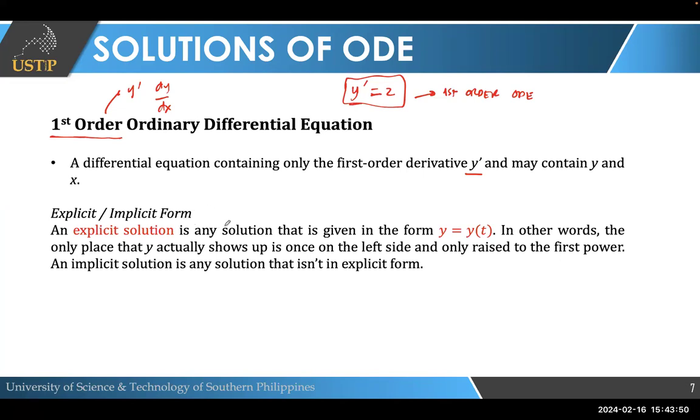So an explicit solution, class, is any solution that is given in the form of y is equal to y of t or y is equal to y of x. Basta, whatever variable is used, the only place that y actually shows up is once on the left side and only raised to the first power. Okay, that is explicit. So, y is equal to, for example, x squared plus 2x plus 1. That is explicit. On the left side, there is only one y there.